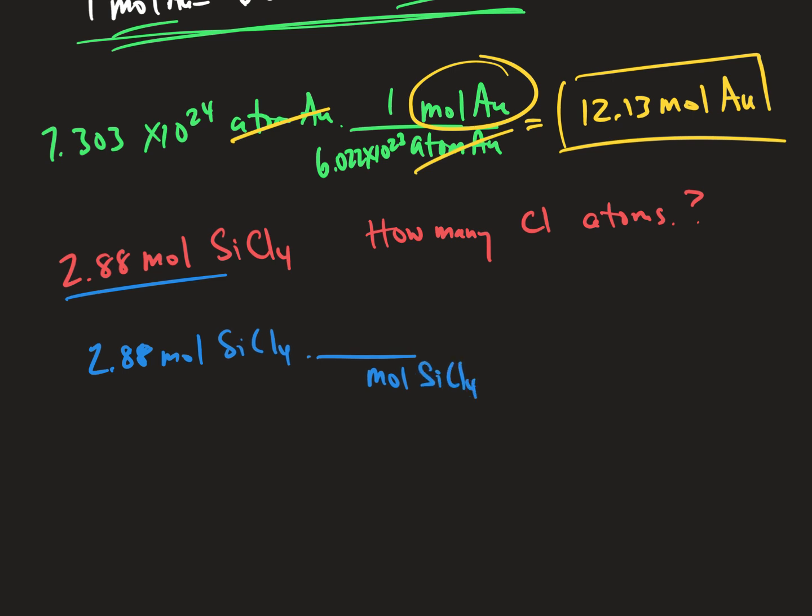What can we convert to? Can we convert straight to chlorine atoms? Do you know how many chlorine atoms are in 1 mole of silicon tetrachloride? I don't either. Okay, so only use the conversion factors that we know. Good? So we know how to convert moles to what? What did we just learn? Moles to particles.